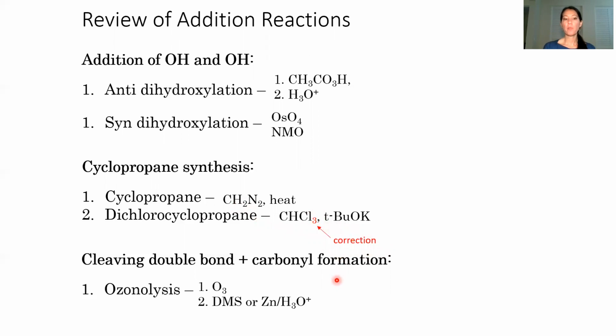Also, last time we ended with ozonolysis that basically cleaves a double bond, creating carbonyl groups. If you just want ketones and aldehydes, you would use this mix. Sometimes you want carboxylic acids, that's where you would use the potassium permanganate mixture.